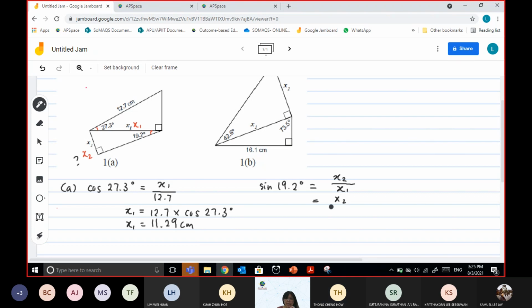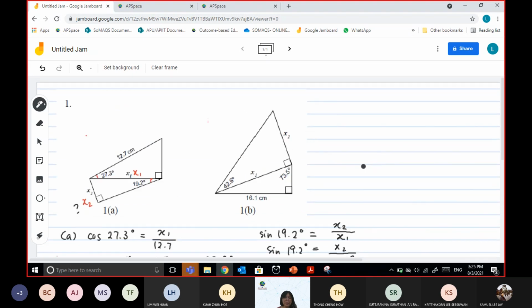So x1 that we just obtained is 11.29, then sine 19.2. We can solve for x2, which is 11.29 times sine 19.2. So what is the answer, Cheng Hao? 3.713 cm. We can correct to 2 decimal places, say 3.71 cm. Correct. Now let's move on to part B.